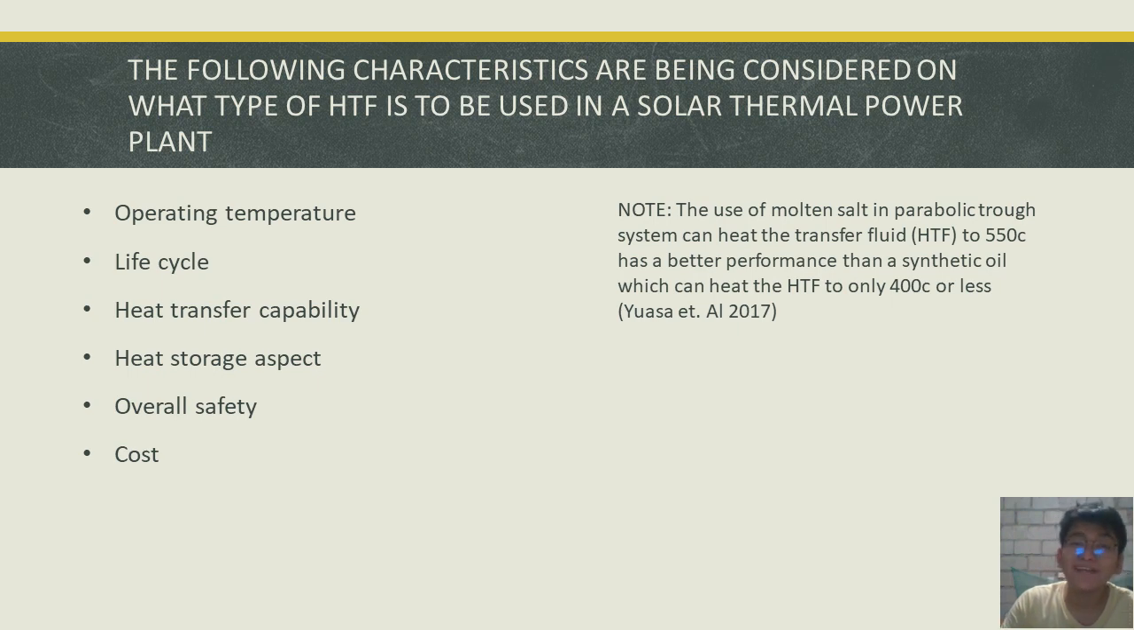Okay, the following characteristics are considered when deciding what type of HTF is to be used in a solar thermal system. First, operating temperature. Second, life cycle, heat transfer capability, heat storage aspect, and overall safety, and most importantly, the cost. Note, the use of molten salt in a parabolic trough system can heat the transfer fluid up to 550 degrees Celsius. It has better performance than synthetic oil, which reaches only 400 degrees Celsius. Okay, now.